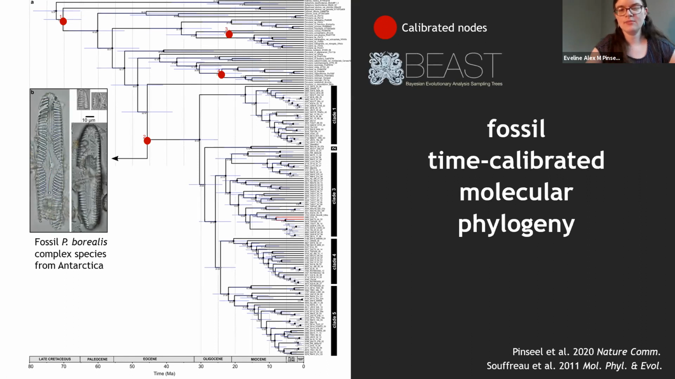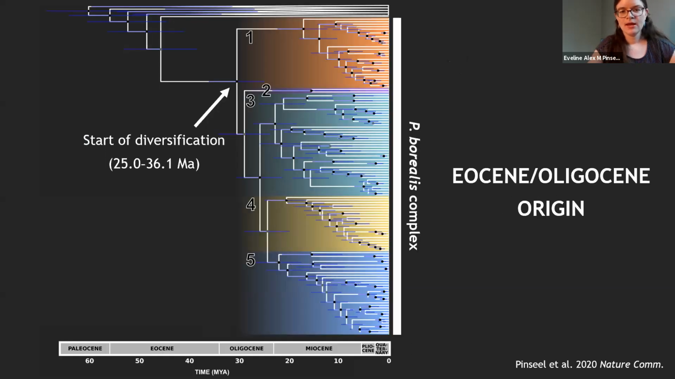And I typically do that in BEAST, but there's actually a whole myriad of programs that can do this using different types of algorithms. And if you then have your time calibration phylogeny, and this is basically the same one as the previous slide, I'm just showing you only the borealis complex to make things easier with the 5 different clades. We see that its diversification started between 25 and 36 million years ago.